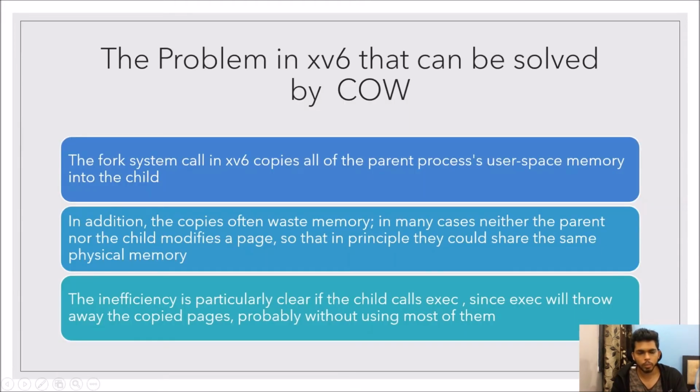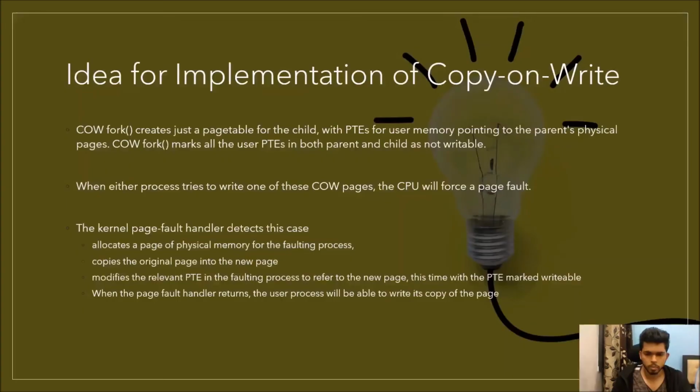Now let us see what problem is caused by the absence of copy on write protection in x86. The fork system call in x86 copies all of the parent process's user space memory into the child. If the parent is large, copying can take a long time. In addition, the copy often wastes memory. In many cases, neither the parent nor the child modifies the page, so in principle they could share the same physical memory. The inefficiency is particularly clear if the child calls exec, since exec will throw away the copied pages, probably without using most of them. On the other hand, if both parent and child use a page and one or both write to it, a copy is truly needed because in that case incoherency can occur.